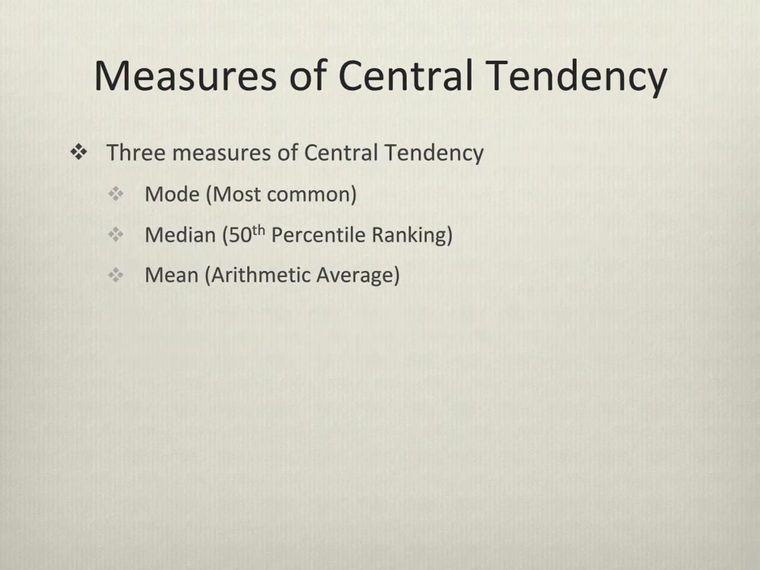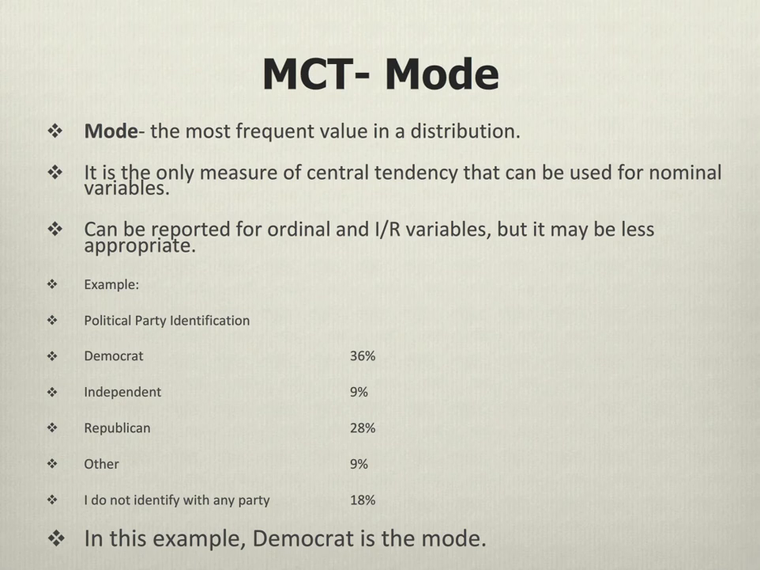The median, the 50th percentile ranking, and the mean, the arithmetic average. Which one or ones you use depends on the level of measurement of the variables involved. The mode is the most frequent or common value in a distribution. It's the only measure of central tendency that can be used for nominal variables, or variables that have no rank order. It can also be reported for ordinal and interval ratio level variables, but it may not be appropriate.